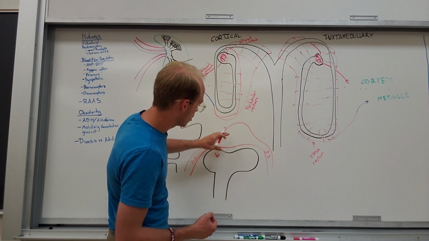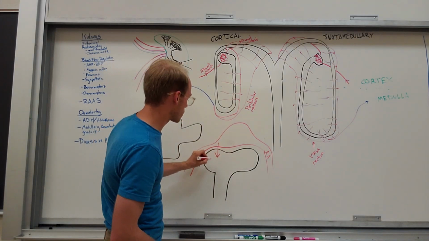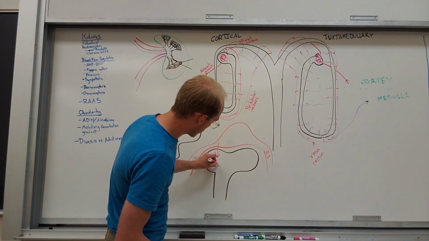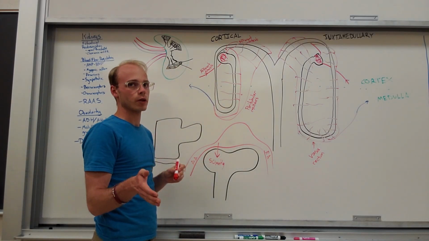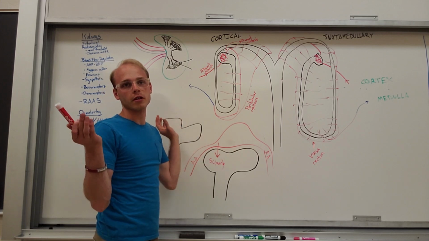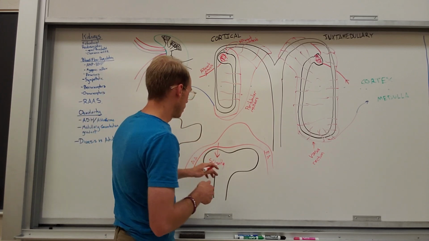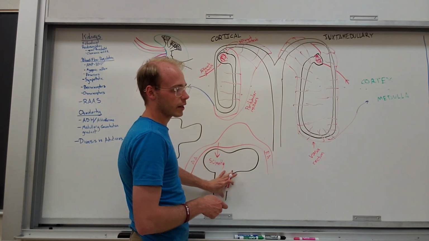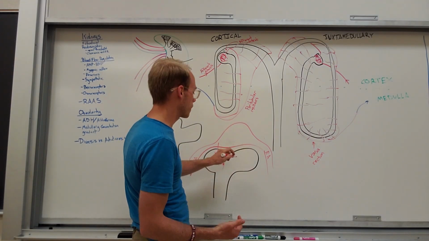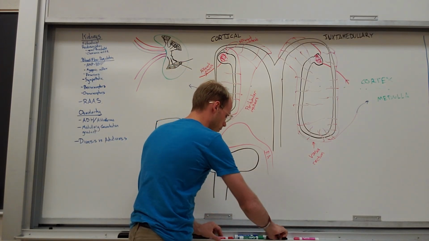So we've got some pressure trying to move things into the corpuscle. And that's about 50 millimeters of mercury. We just measure pressure in millimeters of mercury. It's fun. So then we also have some pressure that was already inside the corpuscle that's wanting to get out. And we'll use a different color for that one.